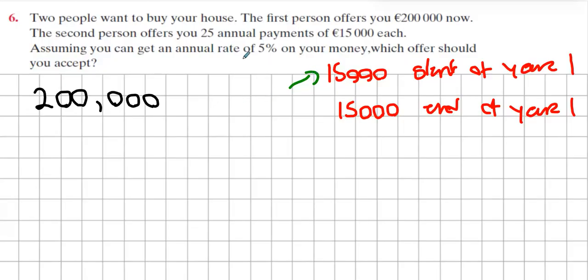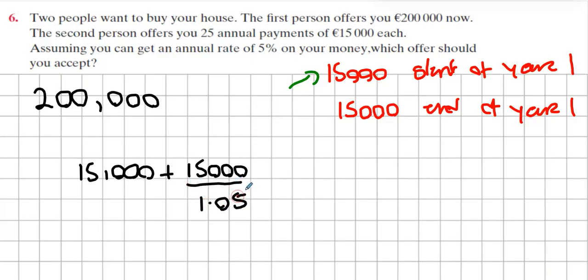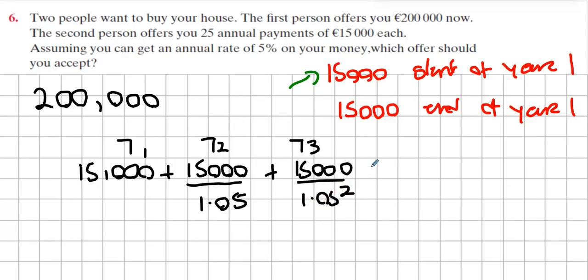Okay. So either way, if I hand you 15,000 euro now, and then 15,000 euro in a year's time, 15,000 euro in a year's time is worth less now, isn't it? So what can I divide that by? 1.05. T1, T2, T3, okay? And that's 1.05 to the power of 2, all the way to the end.